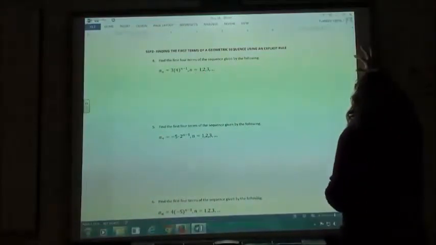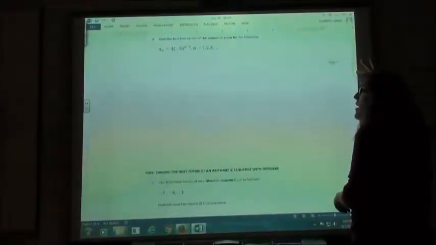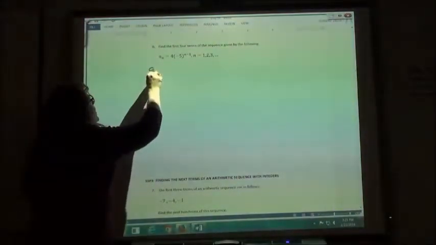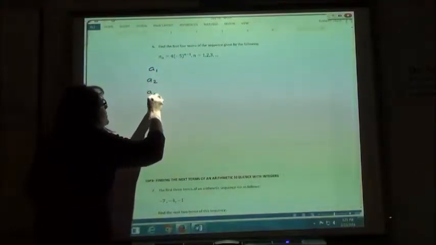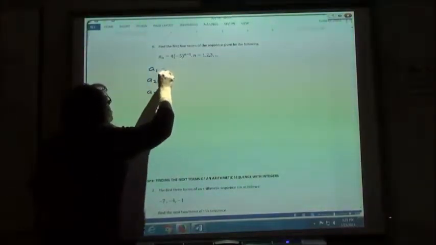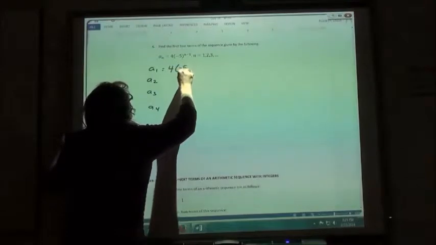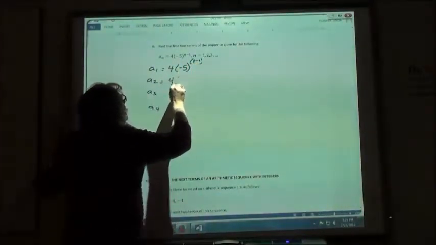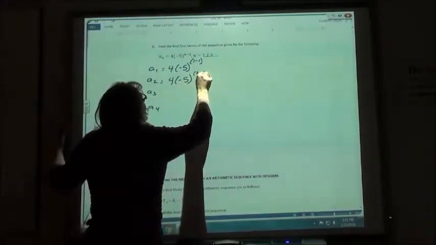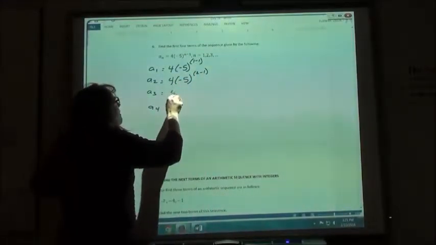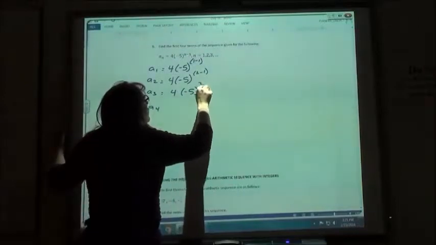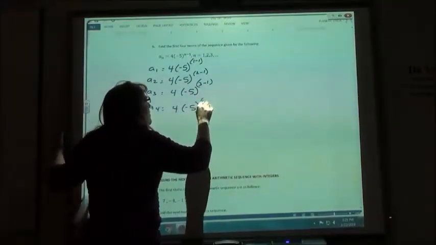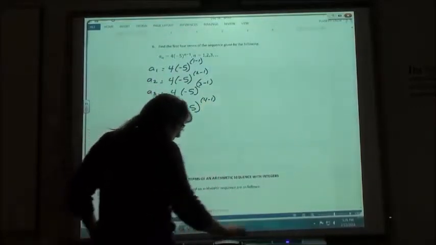Number 6. Same kind of thing. We're doing our first 4 terms of our geometric sequence. So a sub 1, a sub 2, a sub 3, and a sub 4. We're going to have 4 times negative 5 to the 1 minus 1 power. 4 times negative 5 to the 2 minus 1 power. 4 times negative 5 to the 3 minus 1 power. And 4 times negative 5 to the 4 minus 1 power.